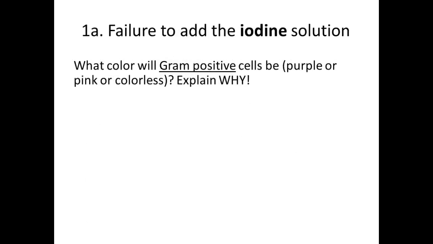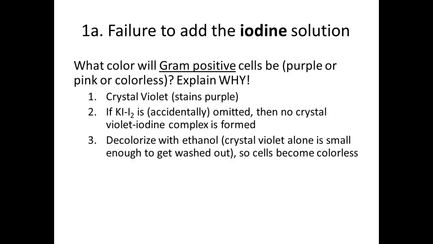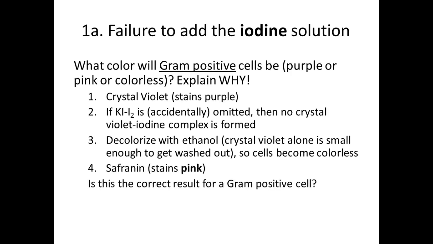So if you take those into consideration, what happens at the molecular level if you skip the iodine step? Are your gram-positives going to come out purple like they should? No. Why not? Because the crystal violet is going to be smaller, and because it doesn't have the iodine, it's going to wash out. Purple step, fine. Omitting iodine, not good. We're not going to get that complex, that larger molecule. It's going to decolorize, so then we stain them with safranin. They're going to be pink. Gram-positive means purple, though, so is this the correct result?